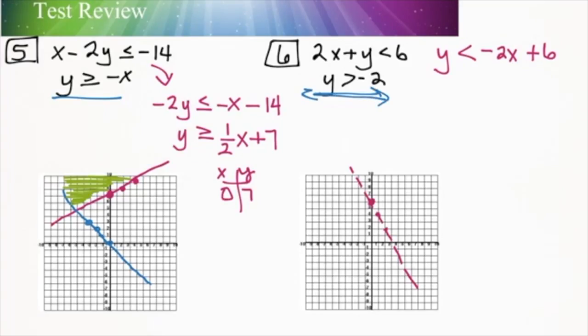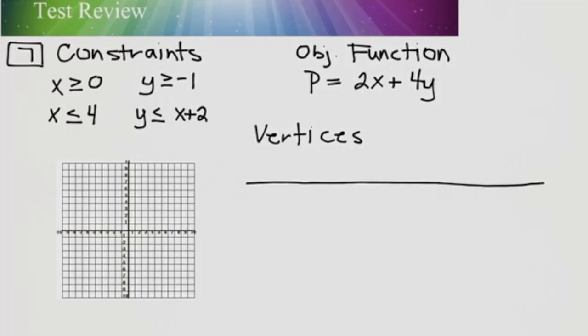And then I need to do my horizontal line for y greater than -2. So I'm going to go down to -2. And then that solid line is supposed to be dashed. And then we're going to shade.